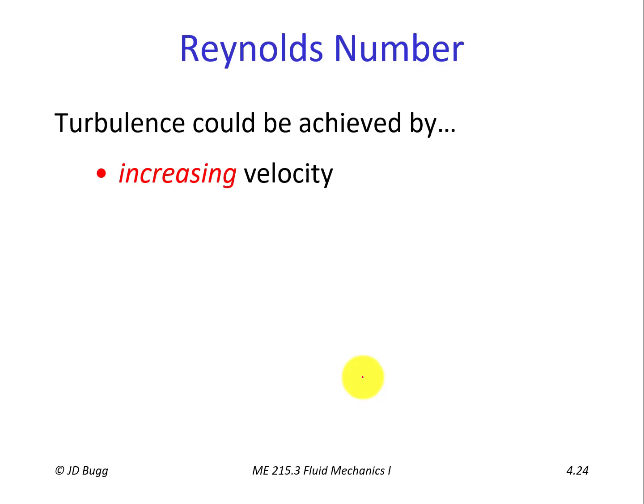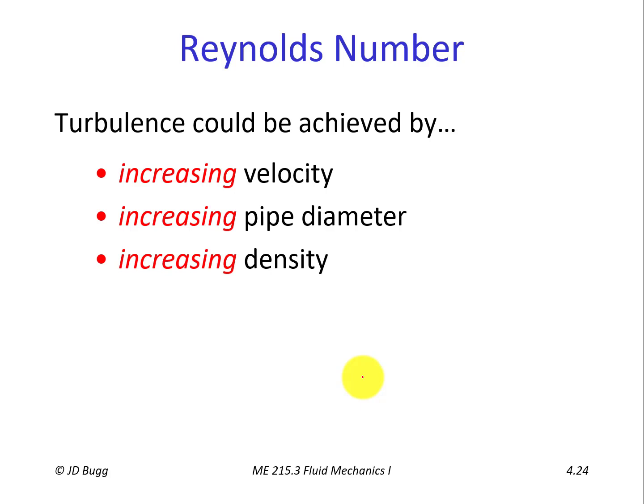Now, the other thing that he found out he could do was increase the pipe diameter. So keeping everything else constant, increasing the pipe diameter would trigger turbulent flow. Also, increasing the density of the fluid would trigger turbulent flow. So high velocities, large pipe diameters, and high density of the fluid tend to cause turbulent flow. The last property that he investigated was actually viscosity, and it had the opposite effect. So he could trigger turbulence by looking at lower viscosity fluids. So as the viscosity reduced, the transition to turbulence happened sooner.